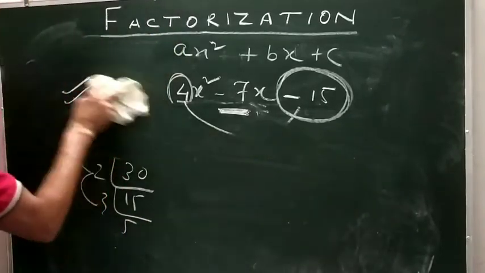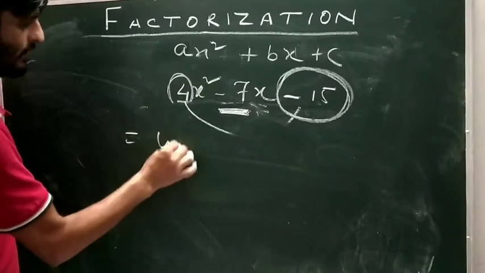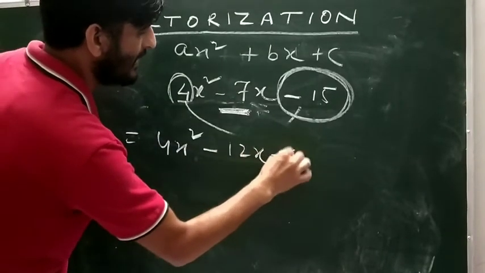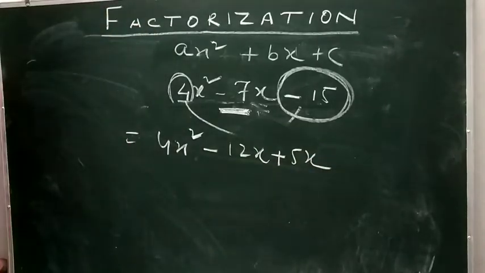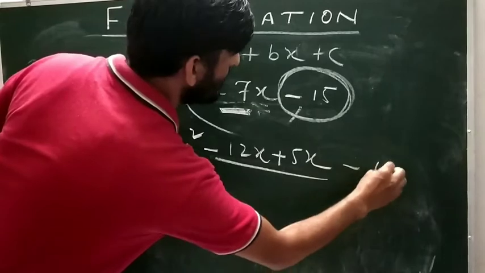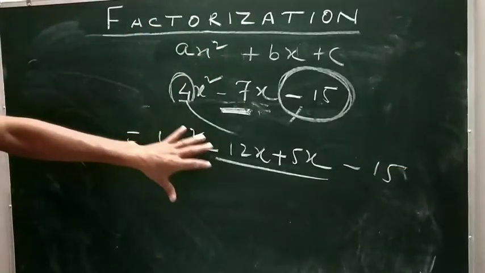So we got the middle term splitting as, this can be written as 4x square, and this 7x can be written as minus 12x plus 5x. Minus 12x plus 5x means minus 7x, and this is 15. We have to write it. We no need to write it as 60. Just we have to split these numbers.